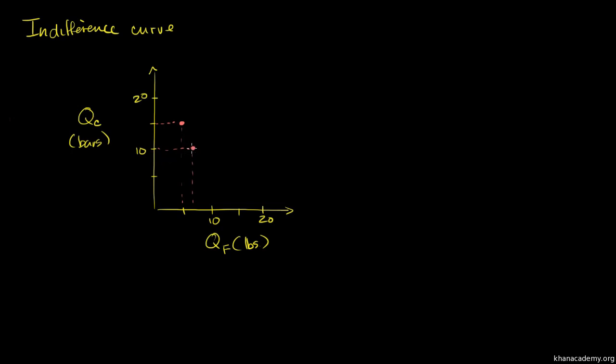And in general, I could plot all of the different combinations that give me the exact same total utility. It might look something like this. Let me try to draw it as neatly as possible. I'll do it in magenta. It might look something like this, and then keep going all the way down like that. So any point on this curve, I'm indifferent relative to my current predicament of 15 bars of chocolate and 5 pounds of fruit. So that is my indifference curve.